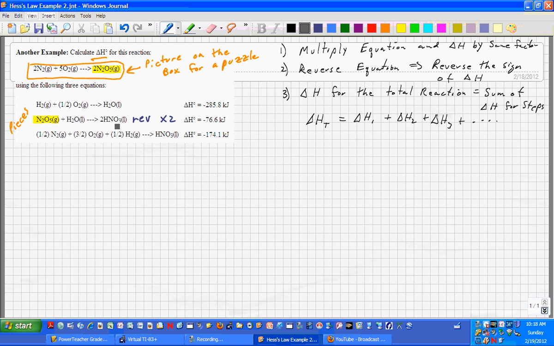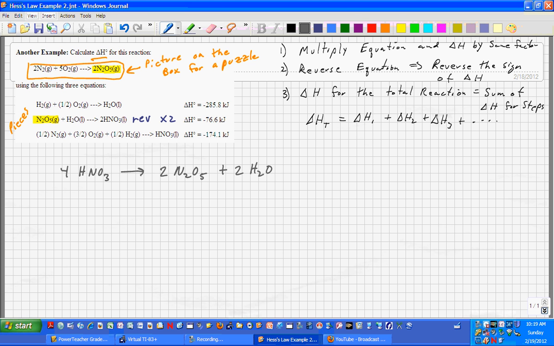So when I reverse it and multiply it by 2, I'm going to get 4 HNO3 is going to give me, so this now gets put on the left instead of the right, and then all this stuff goes over to the right. And I'm multiplying, so it's going to give me 2 N2O5 plus 2 waters, 2 moles of water.